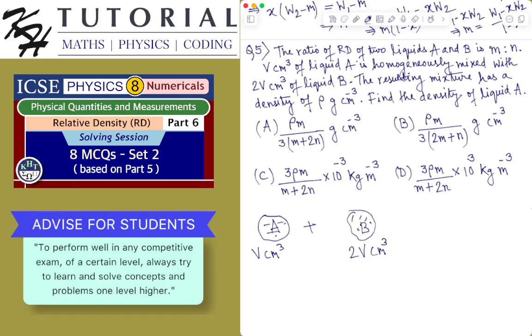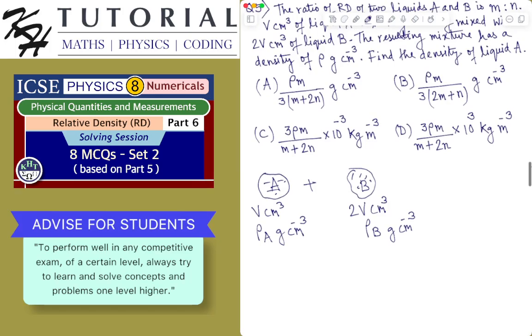Let's say the density of the liquid A be rho A, and the density of the liquid B be rho B. Obviously rho A is in gram per centimeter cube, and rho B in gram per centimeter cube. We are assuming that the density of liquid A is rho A and the density of liquid B is rho B.